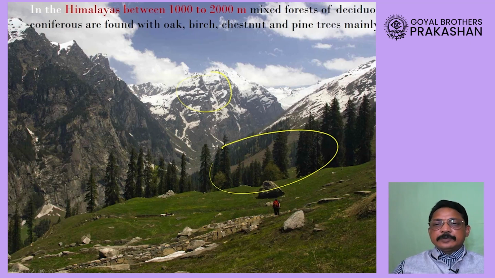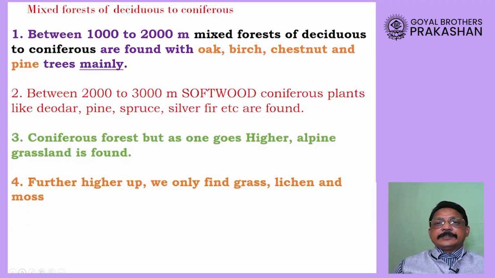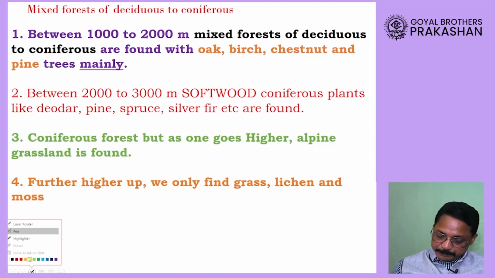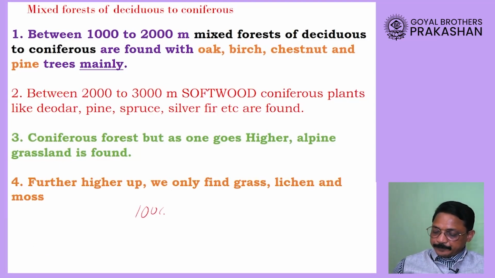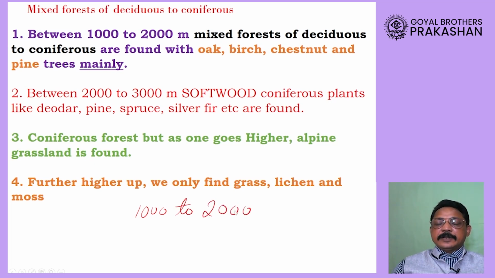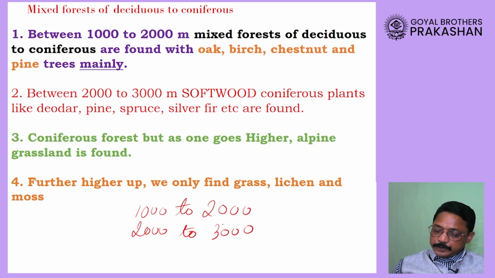In other words, dear students, in this forest region, as the altitude changes, the type of plant growing in that region, the type of forest found in the region, also changes. For example, if the altitude is between 1000 to 2000 meter, there you will find a mixed variety of vegetation, that means deciduous type of trees will be found there as well as coniferous. Between 2000 to 3000 you will basically find the coniferous type of plants.